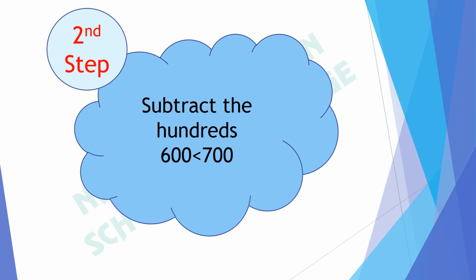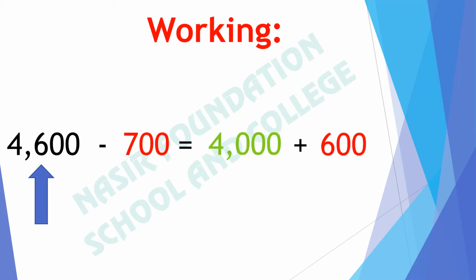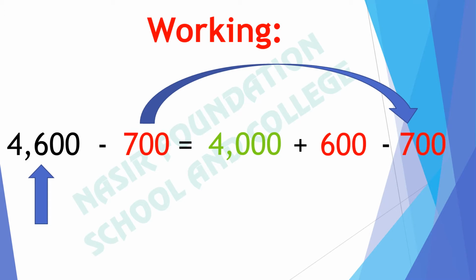Second step is subtract the hundreds. As we have to subtract 700 from 600, we cannot take away 700 from 600. We have to subtract 700 from 4600. We will split 4600 as 4000 and 600, and we will write 700 as it is.